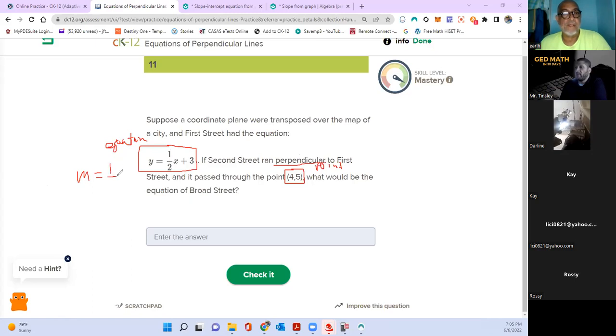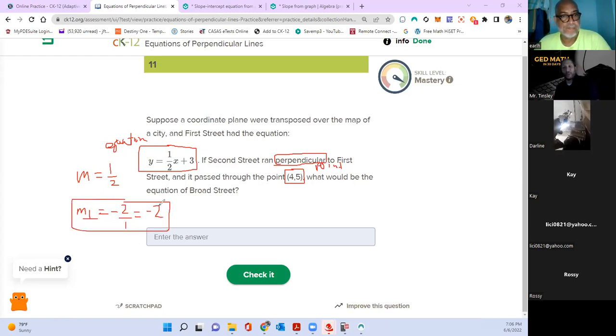1/2. Because we know the slope of this equation, we now can find the slope of the perpendicular. So if the slope is 1/2, what is the slope of the perpendicular line? -2/1. So -2/1 can be reduced to just what? -2. So that's what's important. Now we have the slope of the perpendicular line.